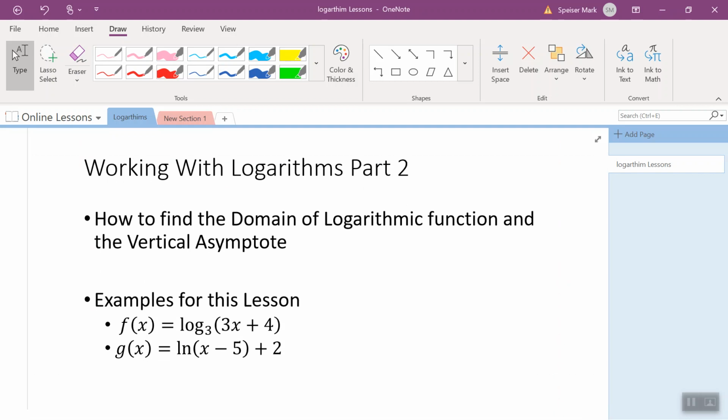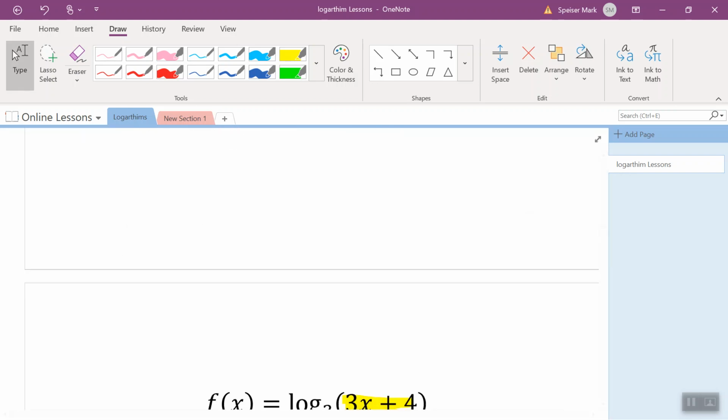For this lesson, we'll have two examples. f of x equals log base 3 of 3x plus 4, and g of x equals natural log of x minus 5 plus 2. I can say f at x, just as a note, instead of f of x, because when I have taught calculus in other classes, it confuses students less. So I'm going to say f at x instead of f of x, like most students are used to. Now on to the lesson.